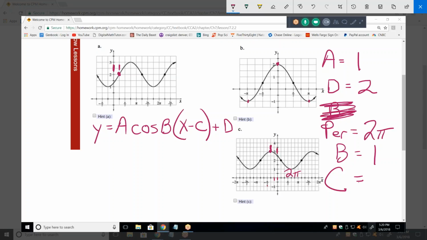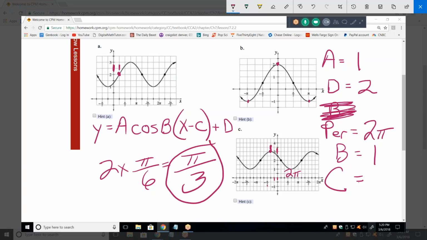Okay? So each grid is pi over 6. How many grid marks am I phase shifted? 2. Okay, so times 2, that's 2 pi over 6, which is pi over 3. So that is my phase shift. Now the question is, am I shifted left or am I shifted right? Left. So it's got to be a negative pi over 3. If it was shifted right, it would be a positive c.